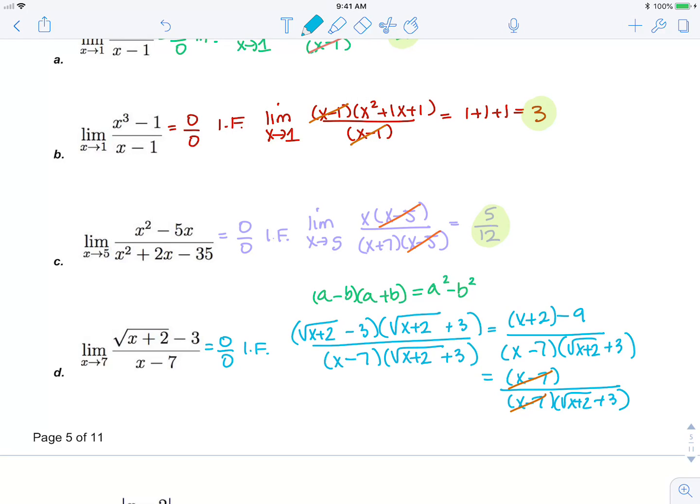So now that I've manipulated this, this is the limit as x approaches 7 of 1 over square root x plus 2 plus 3. If I do direct substitution, that is 1 over 6.